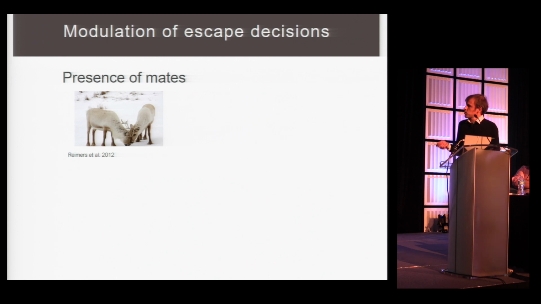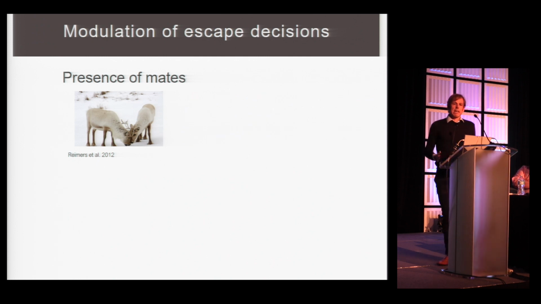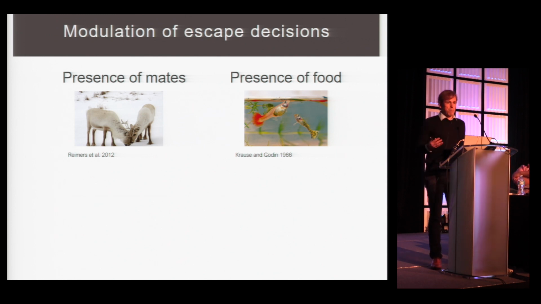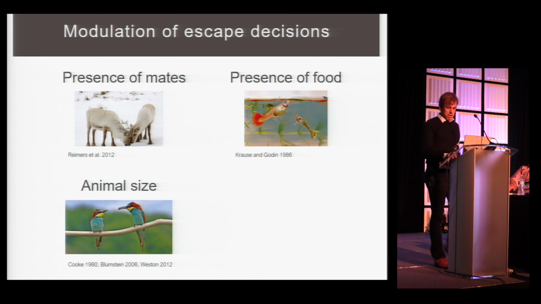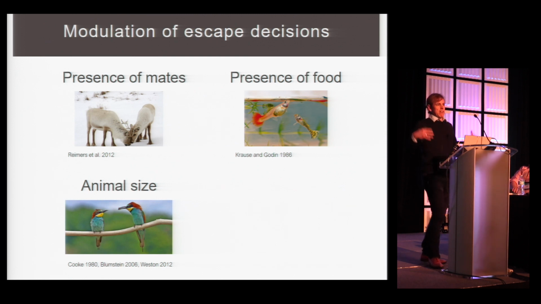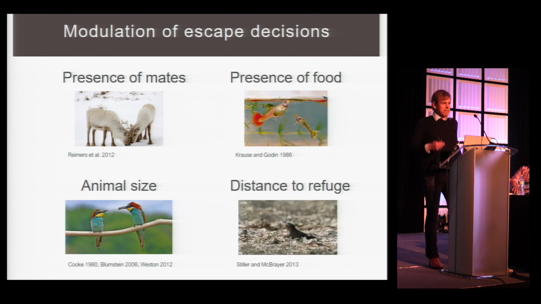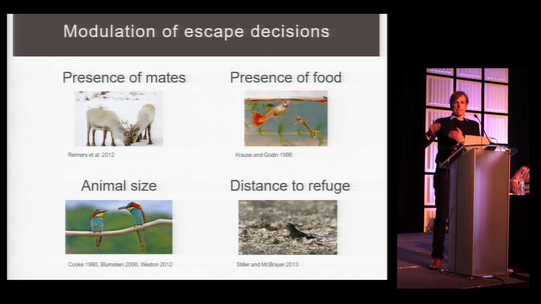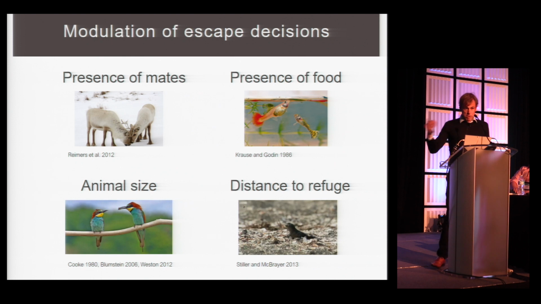For example, reindeer during mating season will delay their escape from threat if they are in the presence of mates or in an area where there are a lot of mates. Fish will also tolerate more threat if they're in the presence of food, especially if they're hungry. There are other variables, like animal size. In birds, birds that are very large take longer to take off, and so they will escape earlier in the threat detection process. And reptiles, for example, will take into account very clearly the distance to refuge. If they're very far away from the safe place, they'll escape sooner than if they're closer to the refuge.